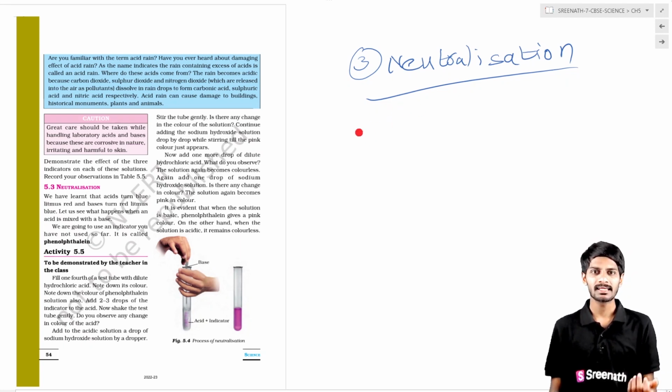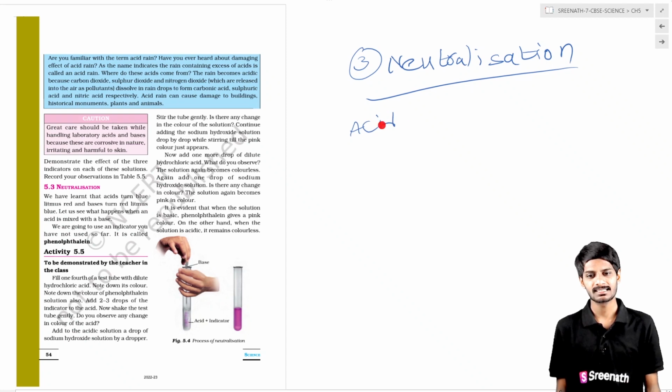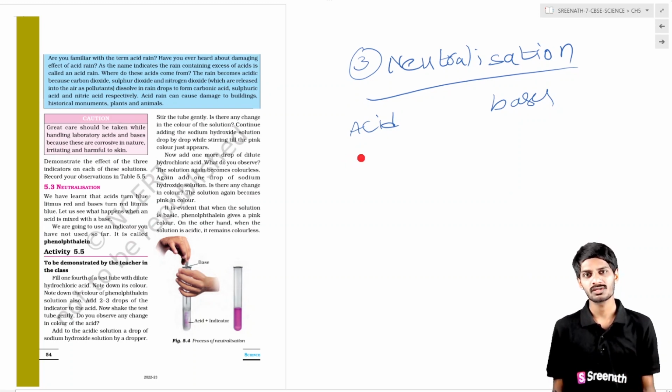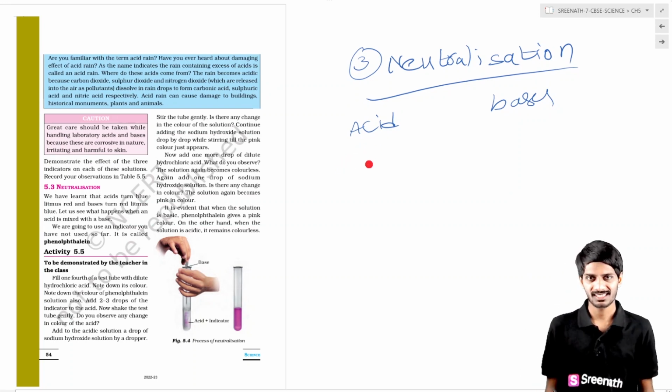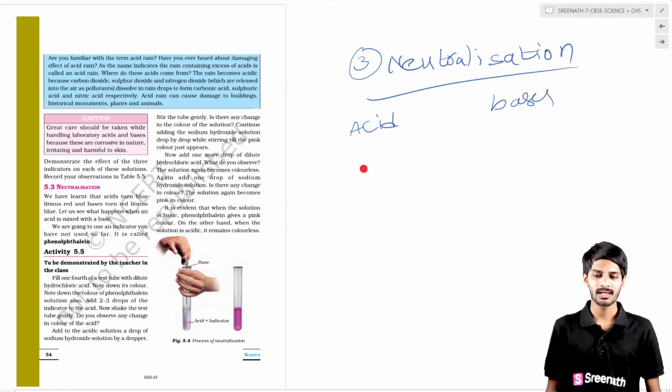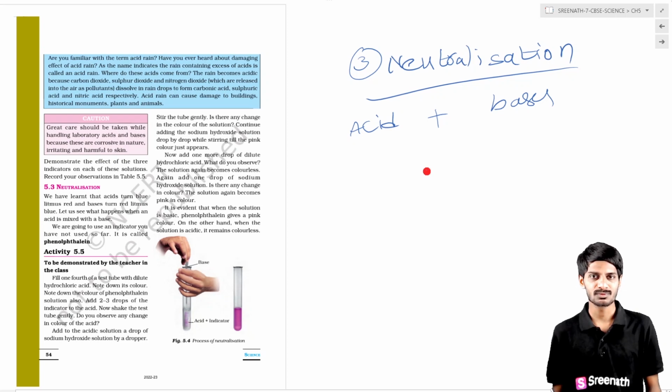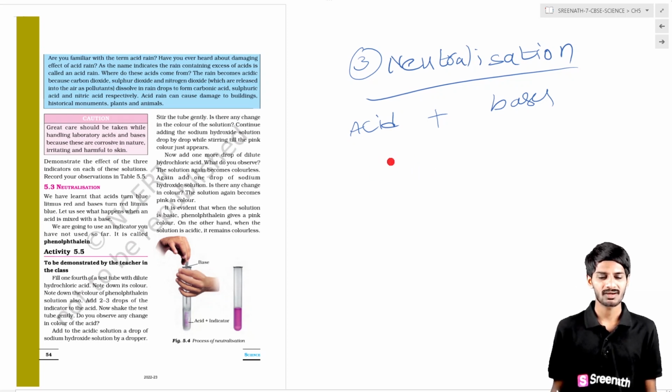Until now, we have discussed acids, bases and indicators. Upon the use of indicators, we can guess whether a substance is an acid or a base. Now, what happens when an acid is combined with a base? What happens when you mix acid with base? We are going to find out, and for that we are going to do some activity.